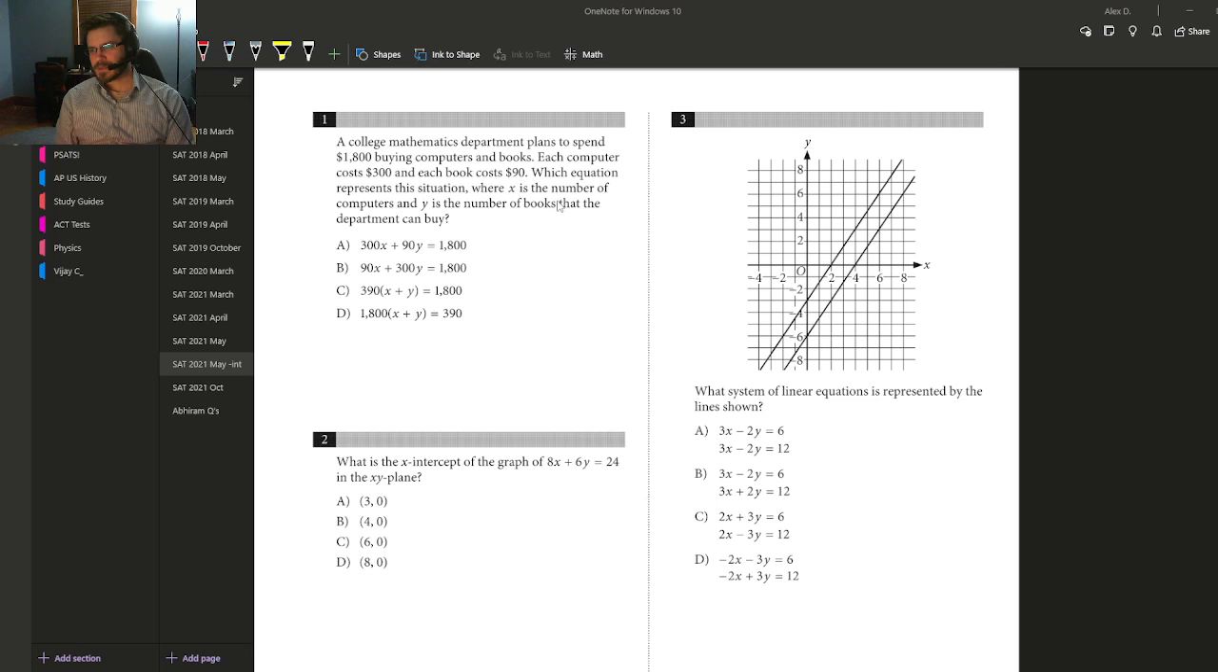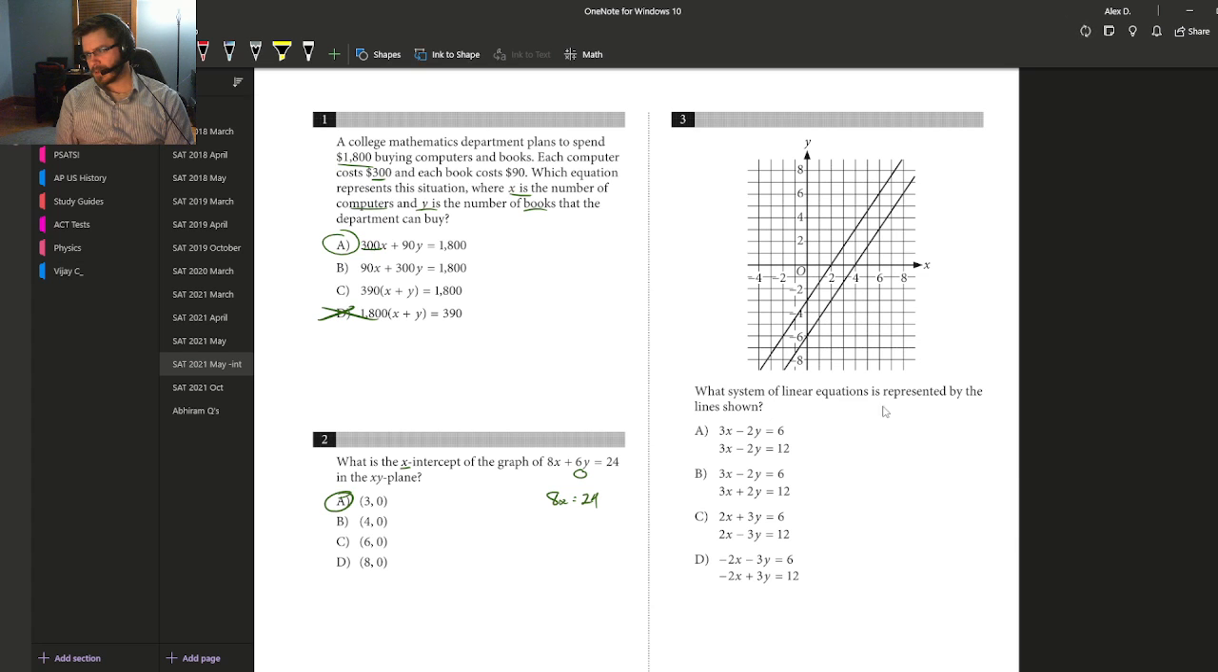The equation represents the situation where X is the number of computers, Y is the number of books. That's the only important thing that's in there. X is computers, Y is books. So spending $1,800 on computers and books, that gets rid of this one, because that's the combined thing. There it is. $300 for the computers, that's all I needed, because I knew the coefficient on X had to be that. X-intercept is code for Y equals 0. So 8x equals 24, and x, of course, is 3.